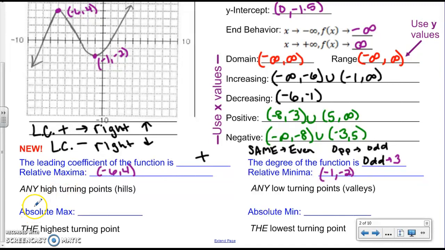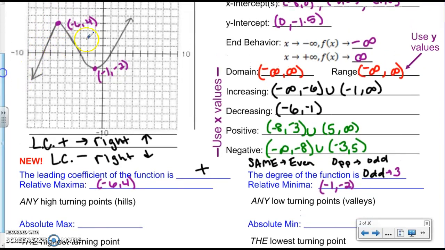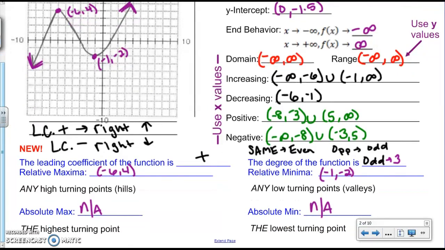Absolute max means it's the highest possible point on the graph. Okay, so if I look at this, is this the highest possible point on the graph? Well, I'm going to tell you no, because I have an arrow there that tells me my graph keeps going. So I will not have an absolute maximum there. Same thing with absolute minimum. I'm looking for the lowest point. Is this the lowest possible point on the graph? And again, I have an arrow there that is pointing down. So that means my graph is going to go forever, and I do not have an absolute minimum.